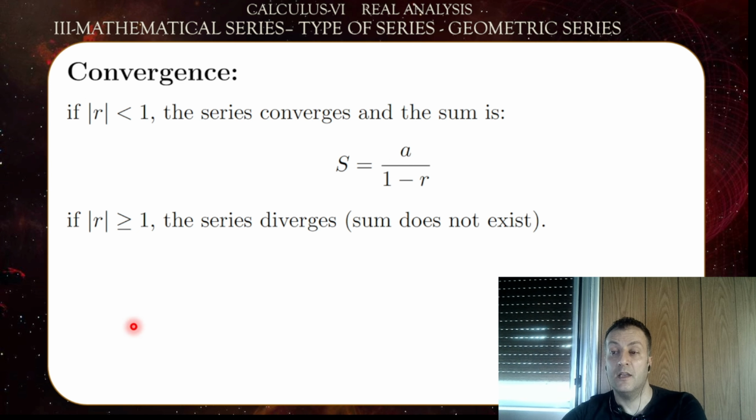Now, if r, in absolute value, is greater than or equal to 1, the series diverges. Why? Because the sum does not exist. You no longer have a limited, finite value for the sum. Why? Let's consider r equal to 1. So 1 to the power of 2, 1 to the power of 3, it's still 1. So it is still equal to 1 indefinitely. It will keep going as 1 all the way to infinity.